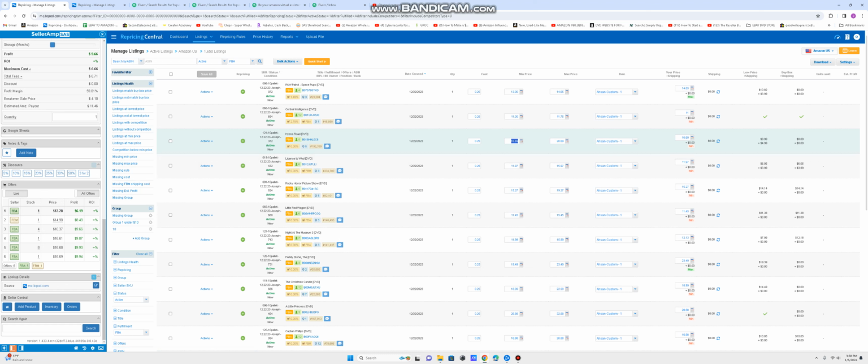So I'll just change the minimum to $14.99. And then I'll change the maximum to $16.15. If their repricers start to change, hopefully it doesn't go below the 14. Moving on to the next one.